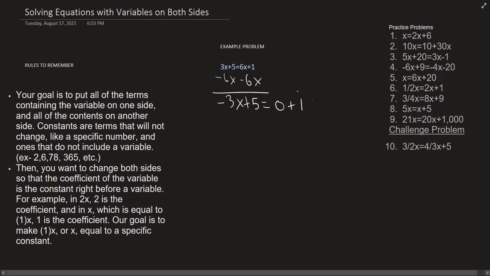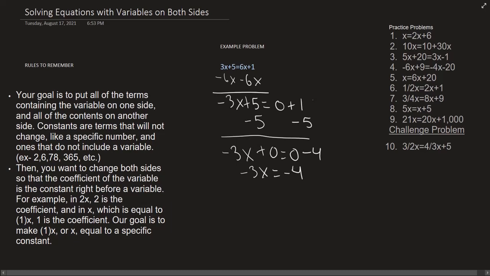And next, I want to do the same thing, but I want to put all the constants on the right side. So again, I would use the subtraction property of equality. So we do minus 5 here, and then we have negative 3x plus 5 minus 5, which is 0, equals 0, plus 1 minus 5, which is minus 4. And then I'm just going to remove the zeros because they don't really have a value. So then we have negative 3x equal to negative 4.